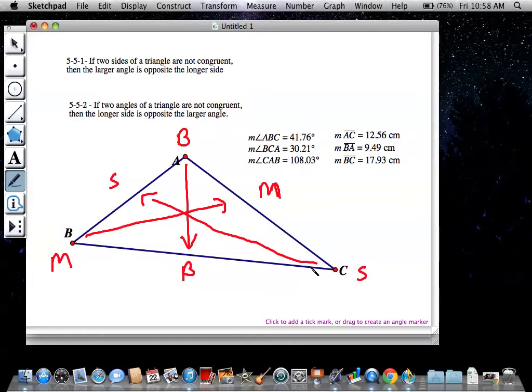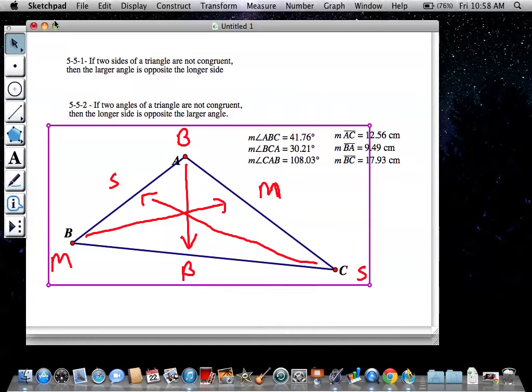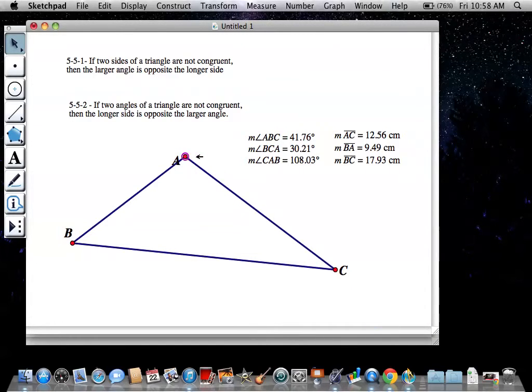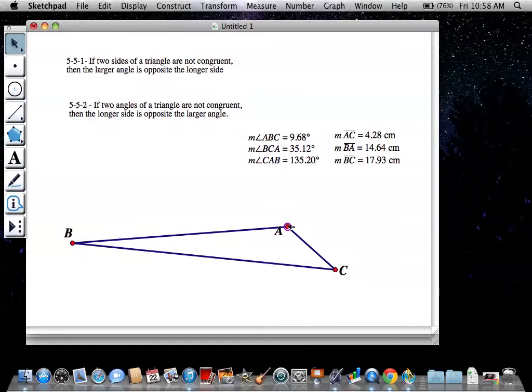And it doesn't matter how this thing is oriented. If I take this and move it around, now C is the biggest, so this angle should have the biggest side, which it does. Angle A here is the next biggest angle, so it should have the next biggest side, as it does here. B is the smallest, and the side opposite is the smallest.